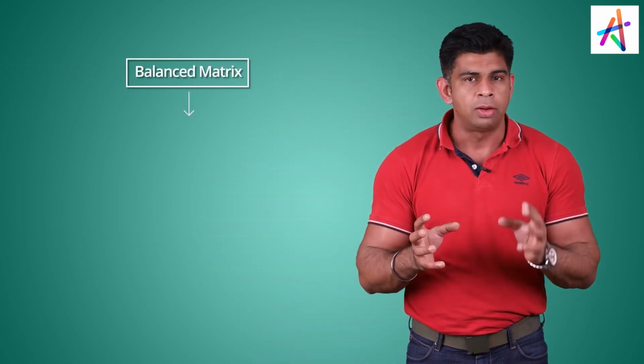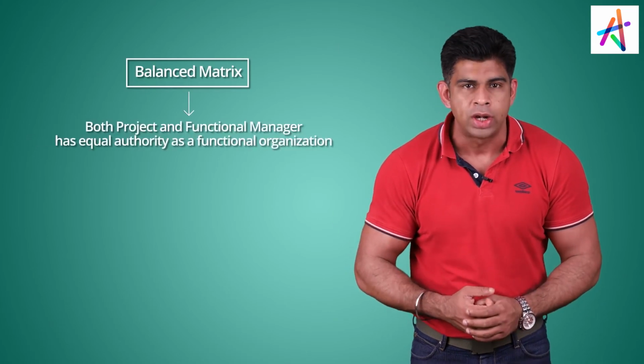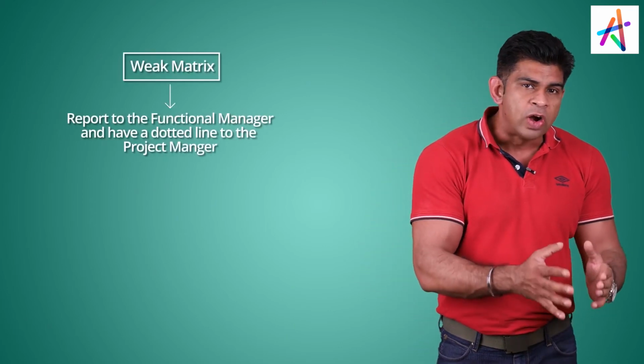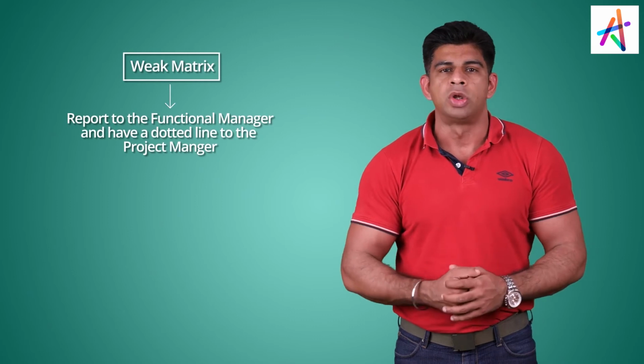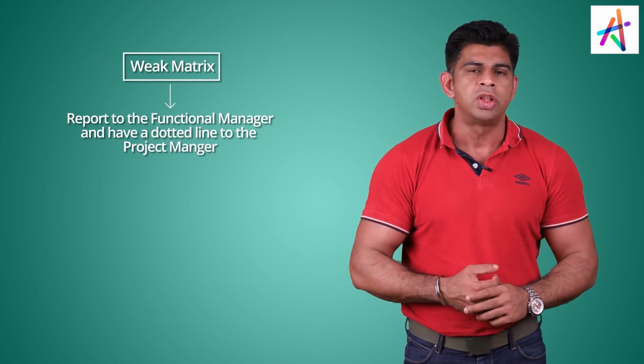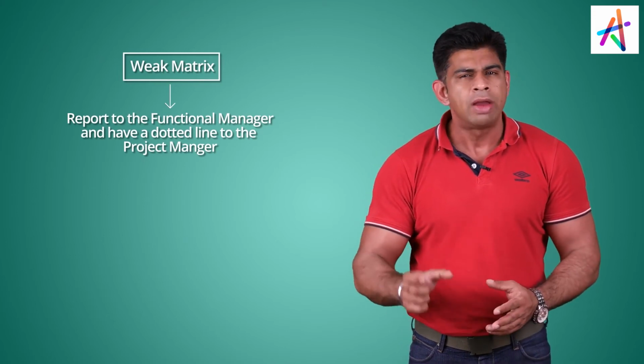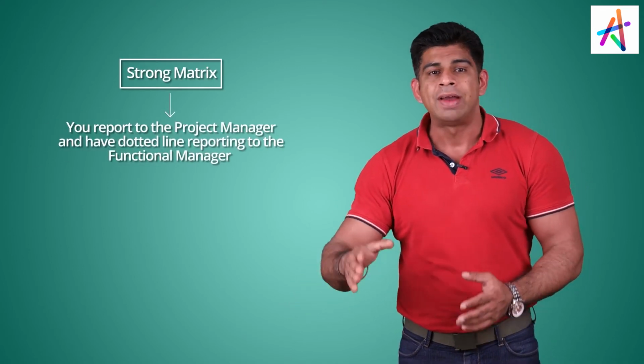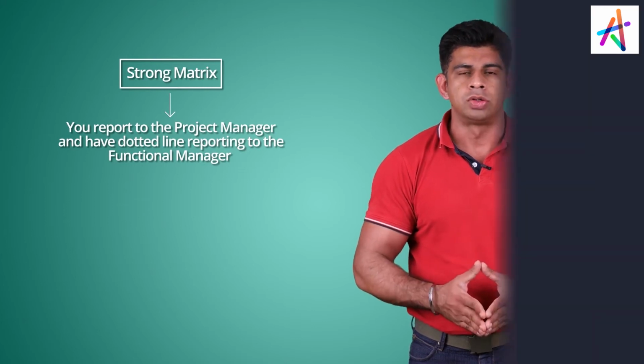When you report to two bosses, the confusion might happen. And that is balanced matrix, where both the functional manager and the project manager have equal authority as in a functional organization. Weak matrix structure is where you report to the functional manager and have a dotted line to the project manager. So you have some authority to give appraisal input for the resources, but they don't report to you directly. So you have limited authority. Strong matrix, you report to the project manager and have a dotted line reporting to the functional manager.